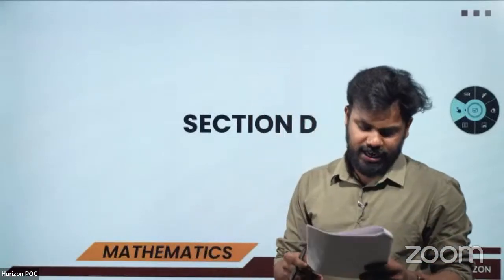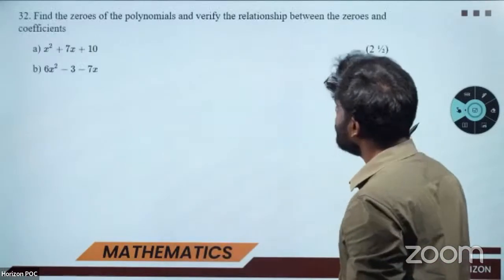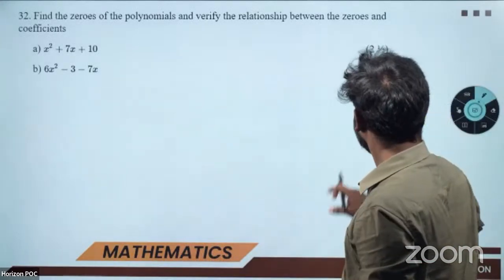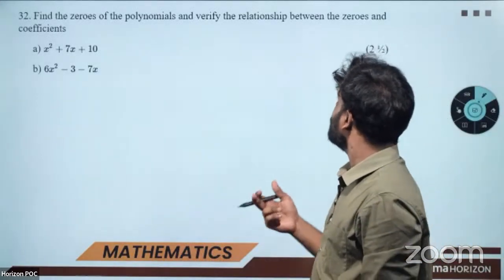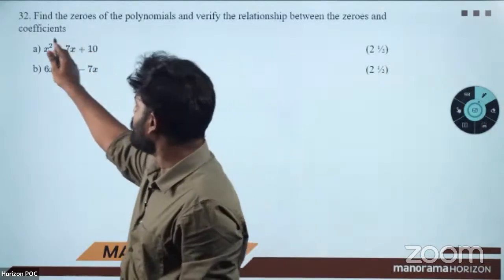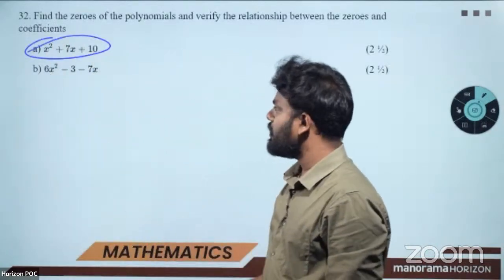So moving on to section D, the first question that we have. Yeah. So to find out the zeros of polynomials and verify the relationship between the zeros and the coefficients. First question that we have here is x square plus 7x plus 10.